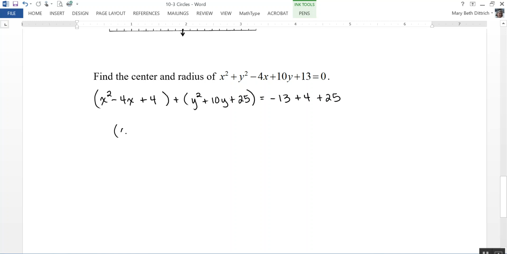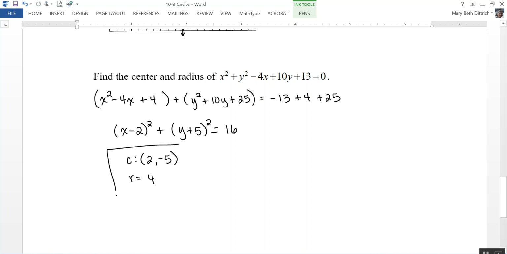Factor this. That's going to factor into x minus 2 squared, plus factoring my y's, y plus 5 squared equals negative 13 plus 4 plus 25 gives me a 16. Now I have my equation of a circle in standard form, so I can read off that my center is the point (2, -5), and my radius is equal to 4.